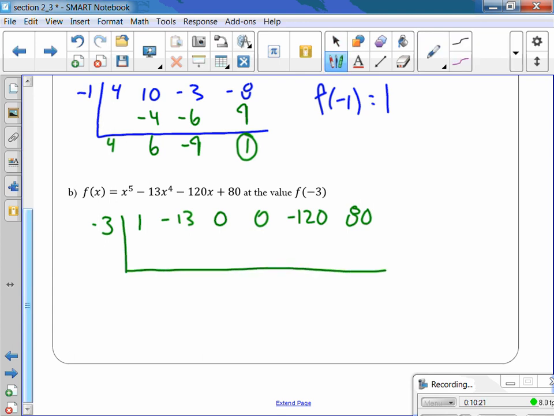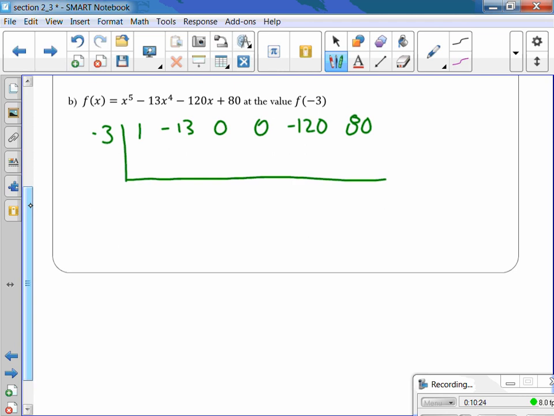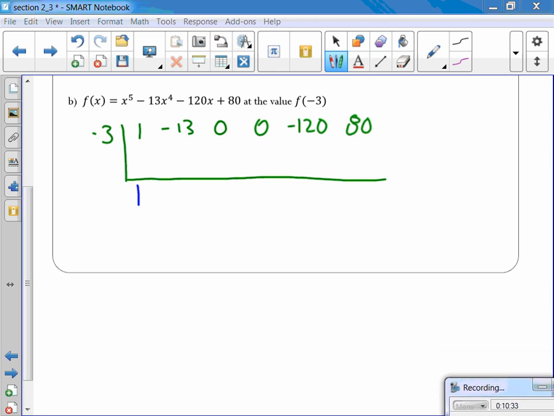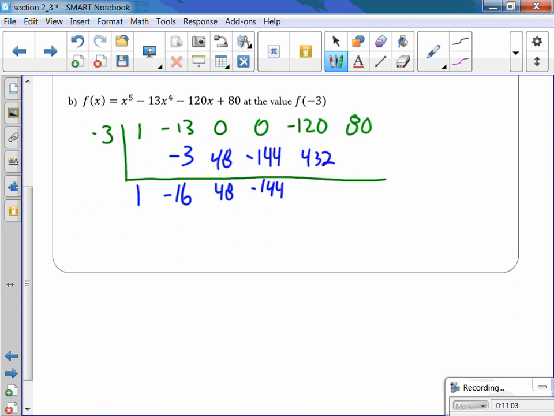So once again, dropping down that first coefficient, that leading coefficient. And now we multiply that leading coefficient of 1 by our divisor negative 3. Adding gives us that negative 16. And again, we just keep repeating this process. Negative 16 times negative 3, 48. 48 times that negative 3, negative 144. And then negative 144 times that negative 3 gives us 432. Negative 120 plus 432 gives us 312.